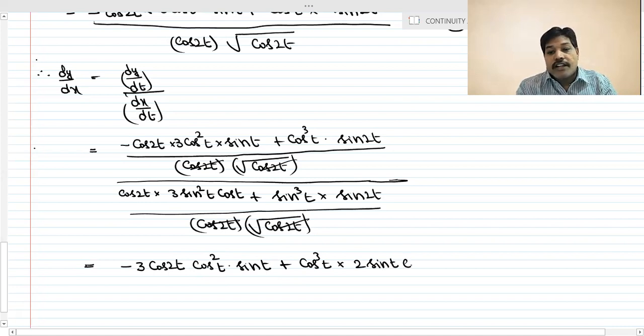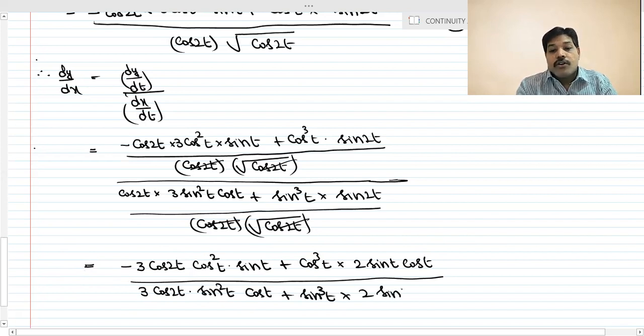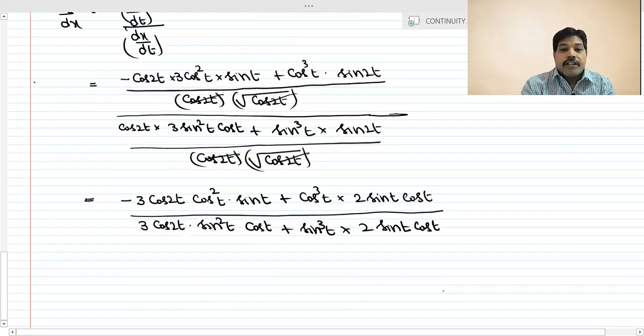Sin 2θ is nothing but 2 sin θ cos θ, so you can write it as 2 sin t cos t, whole by, and here we can take cos 2t, and you can write 3 into cos 2t into sin square t into cos t plus sin cube t into sin 2t. Once again, you can write sin 2t as 2 sin t cos t. I have just written the sin 2t value.